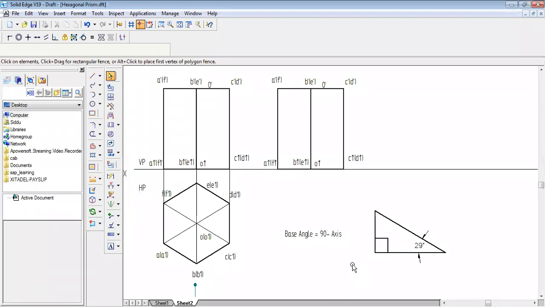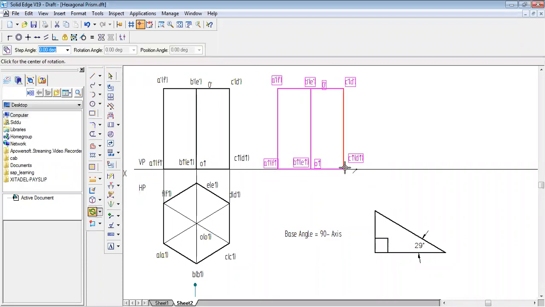So use this formula: base angle equals 90 minus axis angle. So that will be easy for you. It is not that you can only do it this way. I'll show you both ways. Anyway, I'm just telling you how everything should be taken care of.